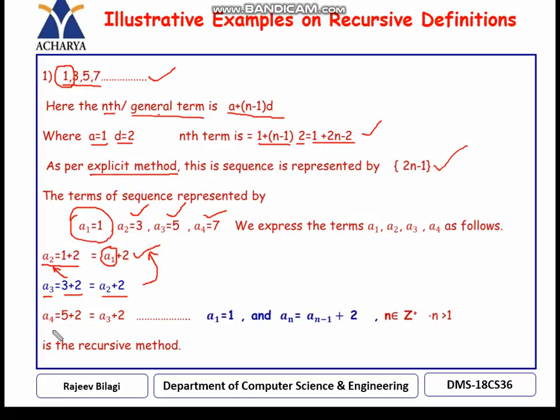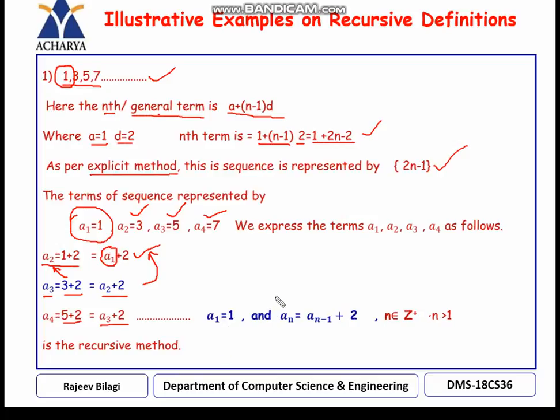Similarly, I can write a4. a4 is equal to 7. So I can write this as 5 plus 2, with a4 is equal to a3 plus 2, where a3 is equal to 5. So you are going to get 7. So like this, you can write a5 is equal to a4 plus 2, a6 is equal to a5 plus 2. Like this you go on writing.